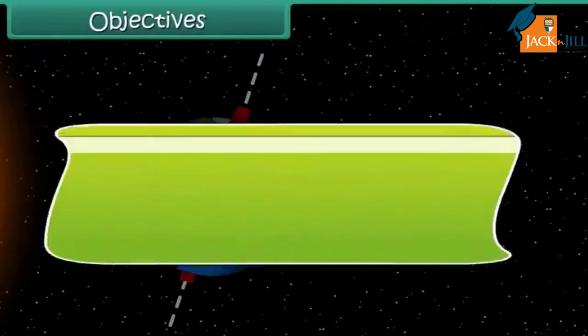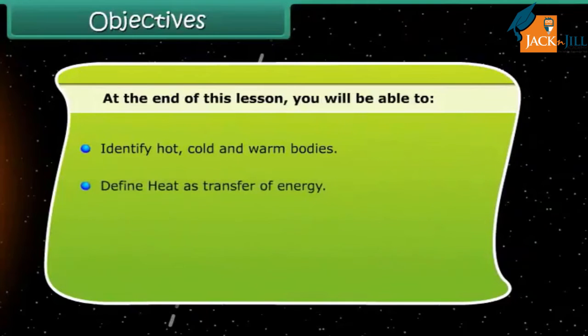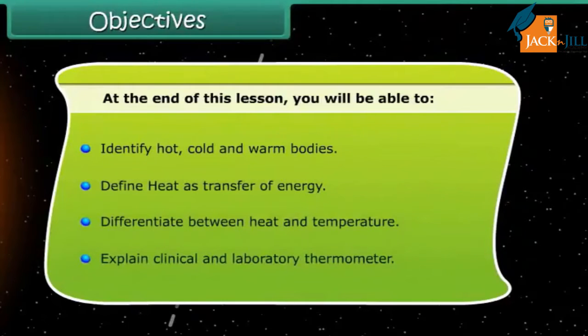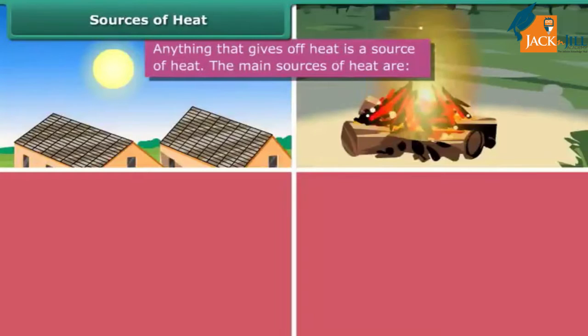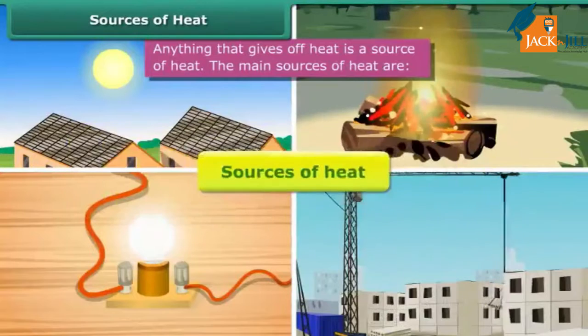Objectives. At the end of this lesson, you'll be able to identify hot, cold, and warm bodies, define heat as transfer of energy, differentiate between heat and temperature, explain clinical and laboratory thermometer, and explain that the sun, burning fuels, electricity, and mechanical work are sources of heat.